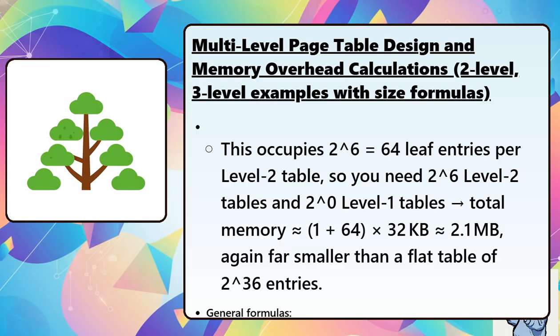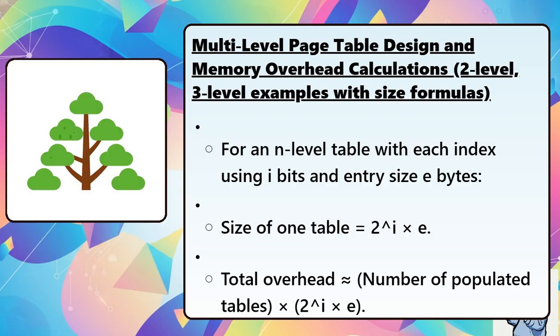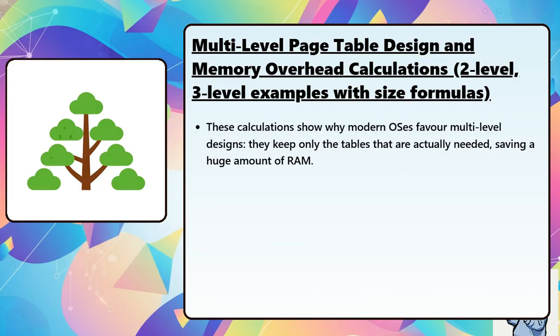General formulas. For an n-level table with each index using I bits and entry size e bytes: size of one table equals 2^I times e. Total overhead approximately equals number of populated tables times 2^I times e. These calculations show why modern OSes favor multi-level designs. They keep only the tables that are actually needed, saving a huge amount of RAM.